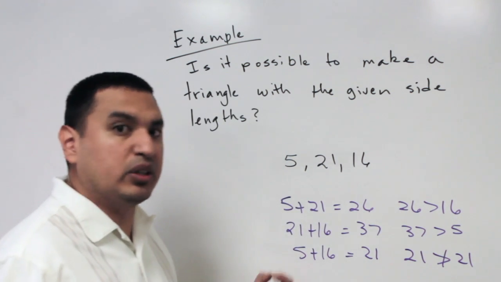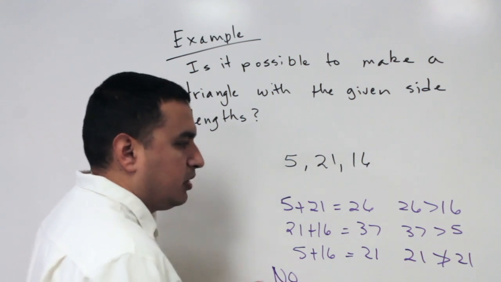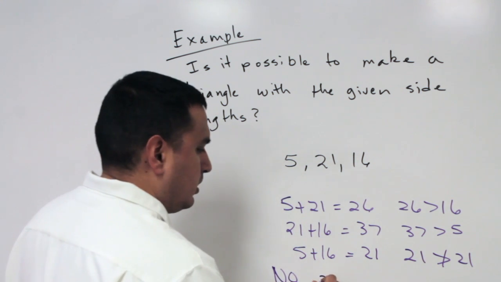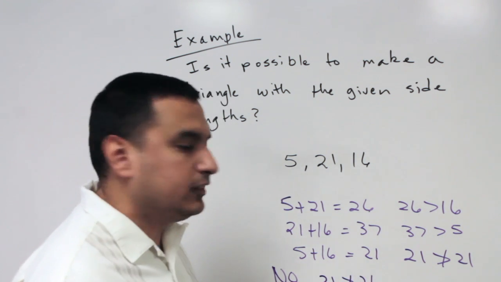But the theorem said it had to be greater than. So this one would still be no, because 21 is not greater than 21. It would have to be greater than, not equal.